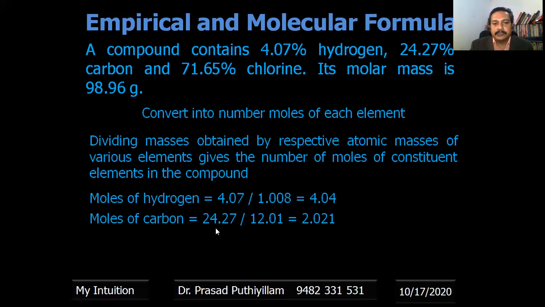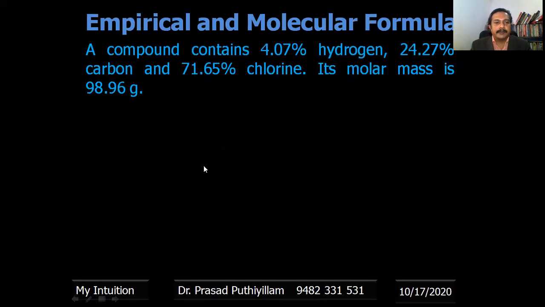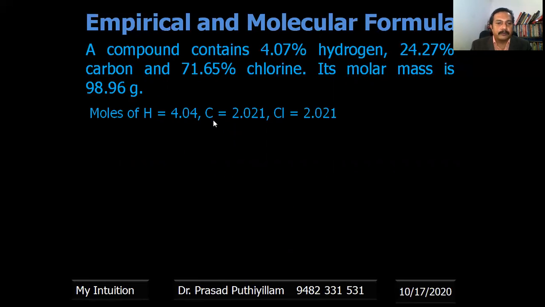Moles of carbon: 24.27 grams divided by 12.01, the atomic mass of carbon, becomes 2.021. Moles of chlorine: 71.65 grams divided by the atomic mass of chlorine, 35.453, becomes 2.021. So you can write that moles of hydrogen is 4.04, moles of carbon is 2.021, moles of chlorine is 2.021.